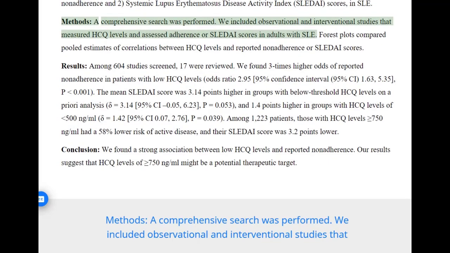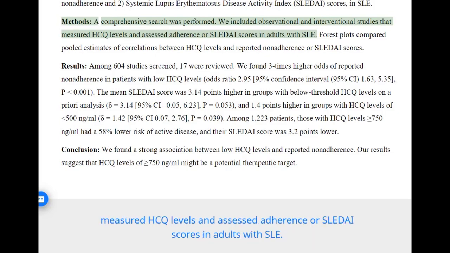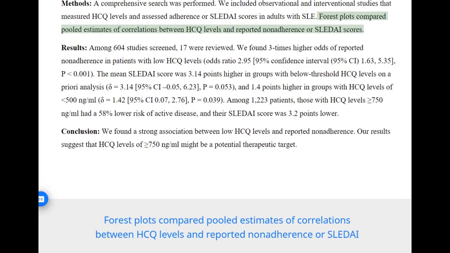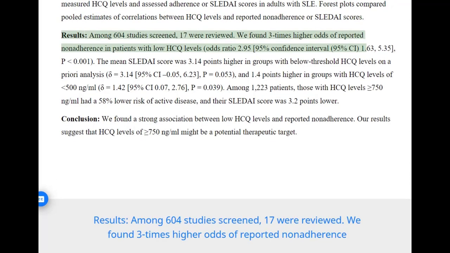Methods: a comprehensive search was performed. We included observational and interventional studies that measured HCQ levels and assessed adherence or SLEDAI scores in adults with SLE. Forest plots compared pooled estimates of correlations between HCQ levels and reported non-adherence or SLEDAI scores. Results: among 604 studies screened, 17 were reviewed.